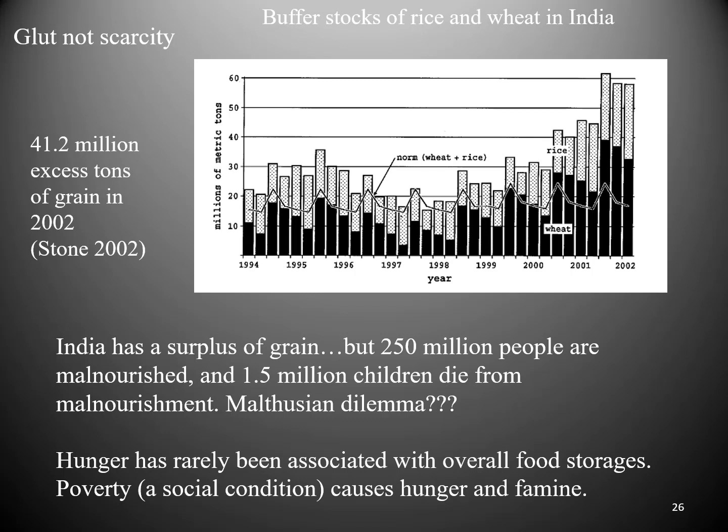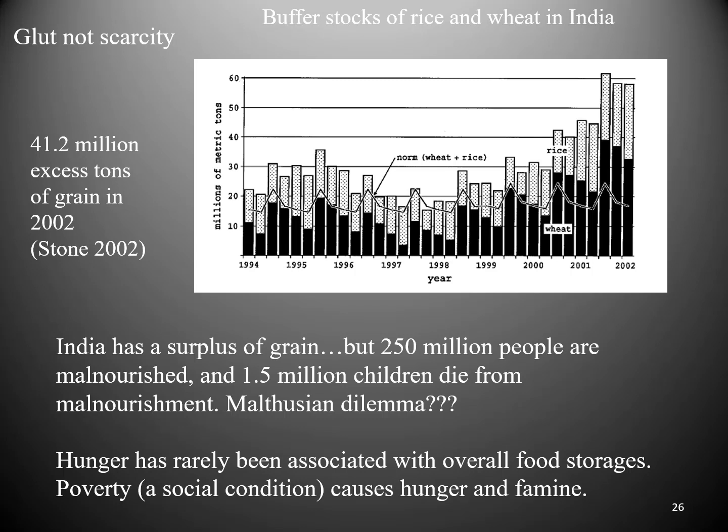One of the justifications for exporting the Green Revolution to other places is this can help solve the world hunger problem. This info comes from Stone, an article about fallacies in the wars over using GMOs, genetically modified organisms, to solve the hunger problem. And some of the data from the article shows that in 2002, India actually had 41.2 million excess tons of grain.